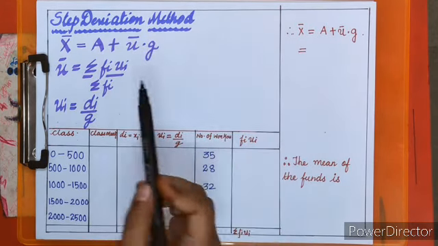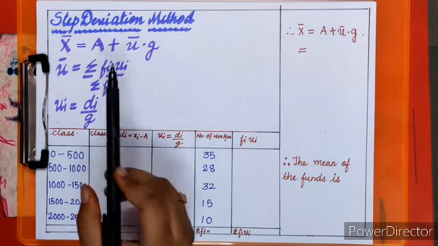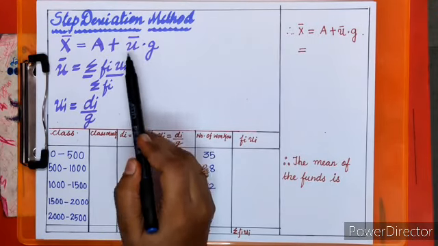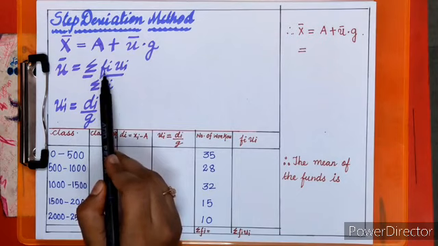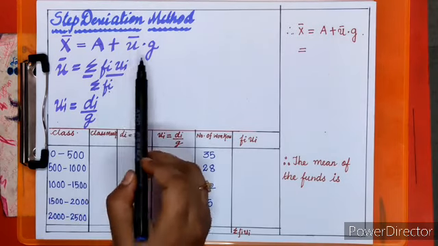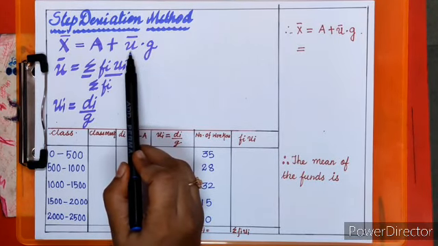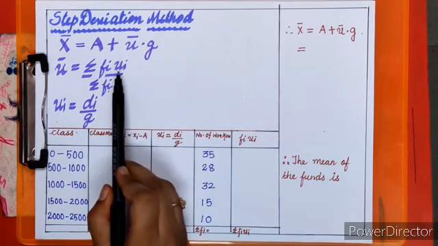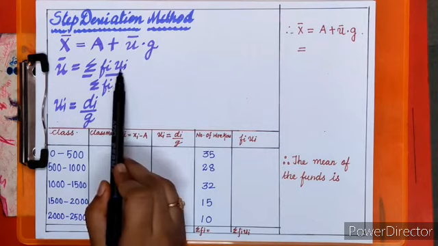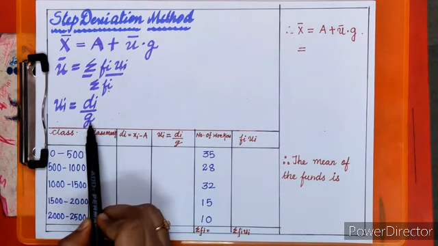So first we will learn all the terms given in the formula. Here also A is an assumed number from the class mark column. U bar is calculated by this formula, summation of frequency into U upon summation of frequency. Here U is also a deviation but given by another alphabet instead of D. So this U, which is used to calculate the U bar, will be calculated in a column by the formula D upon G.